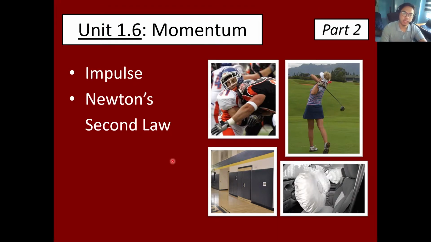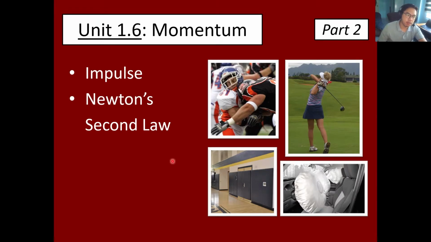So momentum is just another term that we use to tell us how much motion an object has. If an object has a lot of motion, it's harder to stop and it's hard to change its motion. And momentum is equal to mass times velocity.